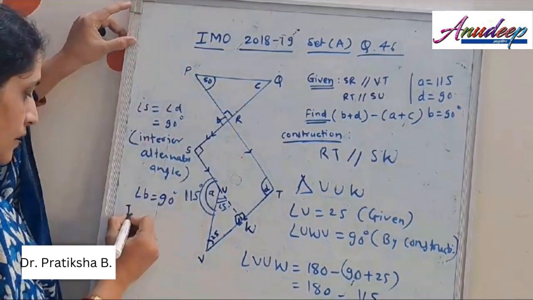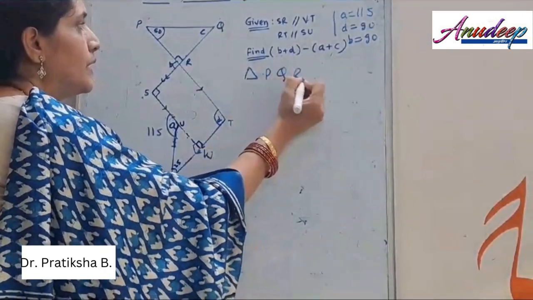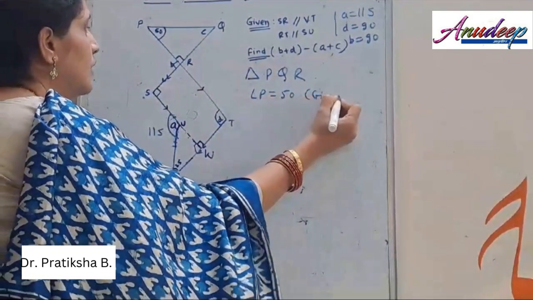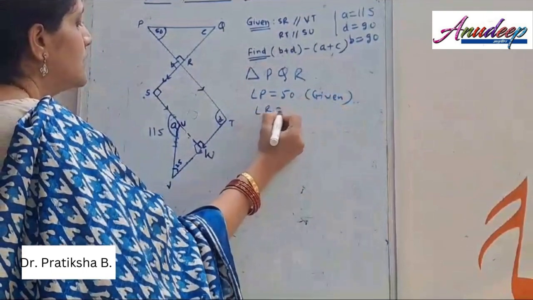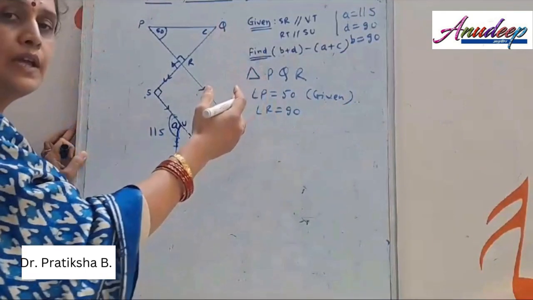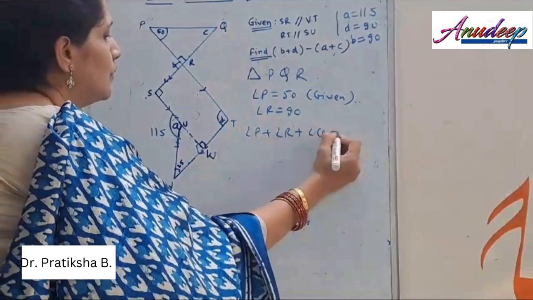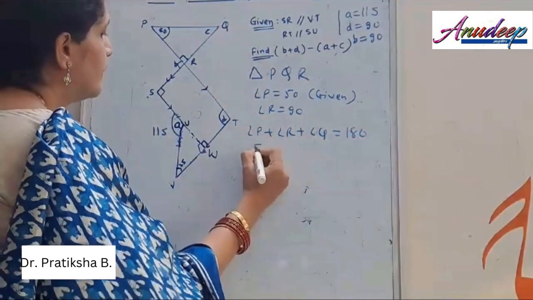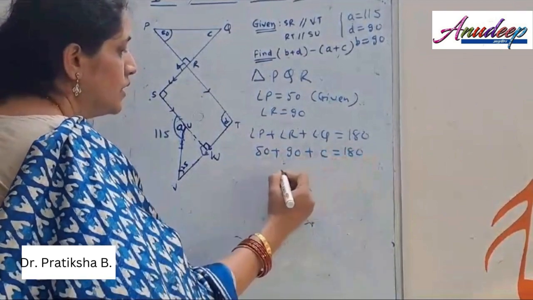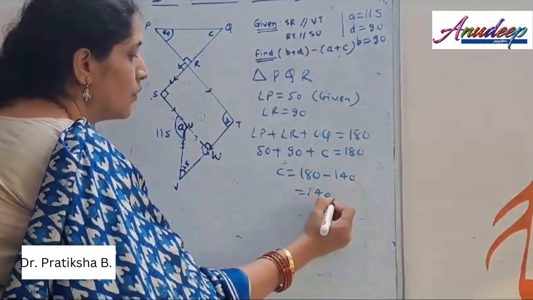So in triangle PQR, we have the angle P equal to 50, which is given. We have angle R equal to 90 degrees, and C we need to figure out. As we know, the sum of all the angles in a triangle is 180 degrees. So angle P plus angle R plus angle Q will be equal to 180. P is 50, R is 90, Q is C, it is equal to 180. So C is nothing but 180 minus 140, giving us 40.